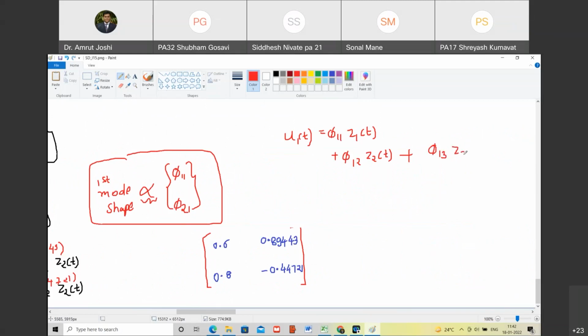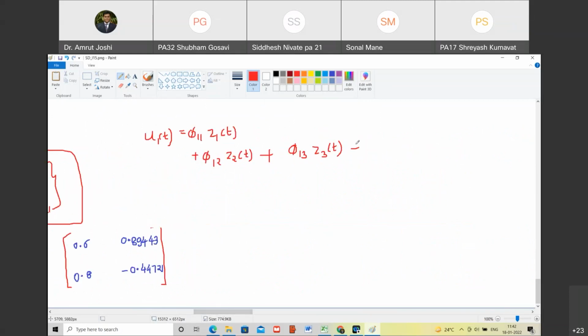Do you agree with me? Yes, sir. How far is this going to go? This will go up to zn of t. Do you agree with me? Yes, sir. Now z1 of t to z2 of t decays fast, z2 of t to z3 of t decays fast, z3 of t to z4 of t decays fast.